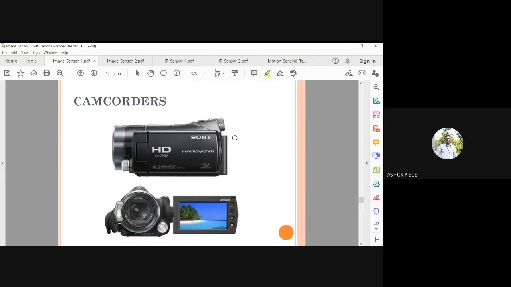Camcorders, we have seen handheld devices which are used to capture live videos, camcorders. So this technology is used in camcorders for capturing high quality live images.